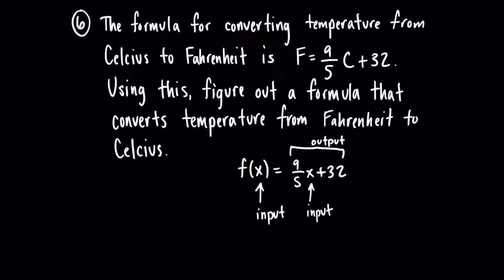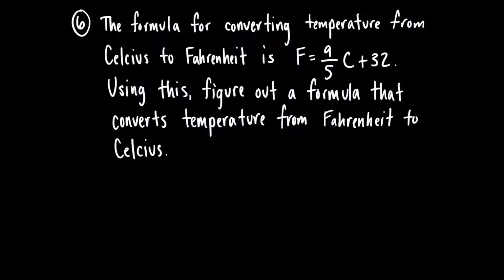All they want you to do is figure out, what if it's the other way around? What if I put in a Fahrenheit number and I want to get a Celsius output? Theoretically, if you knew the Fahrenheit number, you could just plug it in here and solve for C. But what they're asking you to do is figure out the general formula first, and then we can just plug in numbers real quickly. We don't even have to think about it.